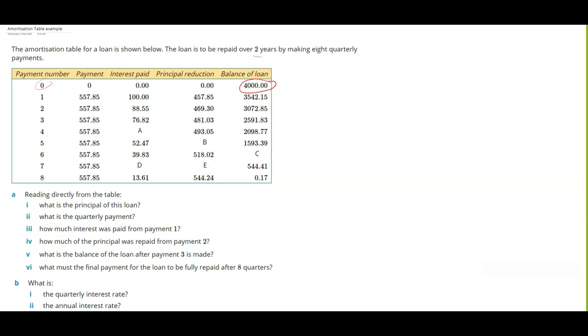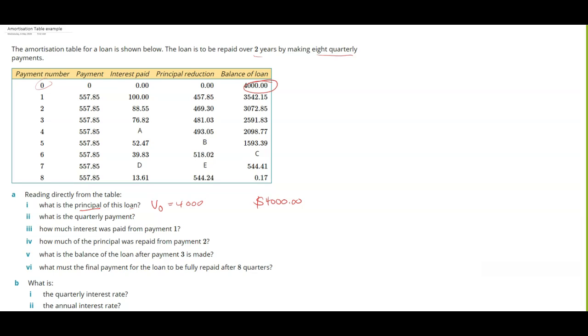So the loan's been repaid over 2 years with 8 quarterly payments. The principal of the loan means the starting value of the loan, V0 effectively, which is the top number here. So V0 is 4,000. You should always write your numbers like a proper dollars answer because it's a finance question.